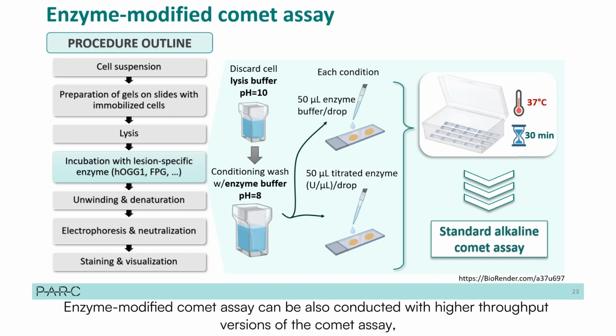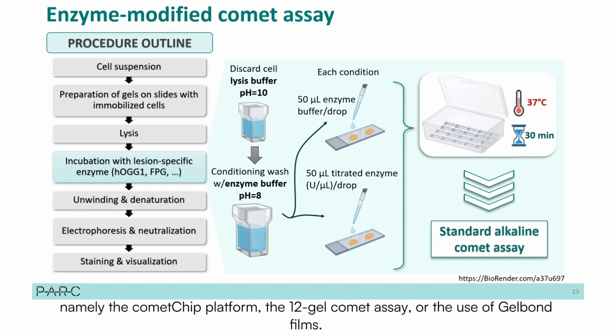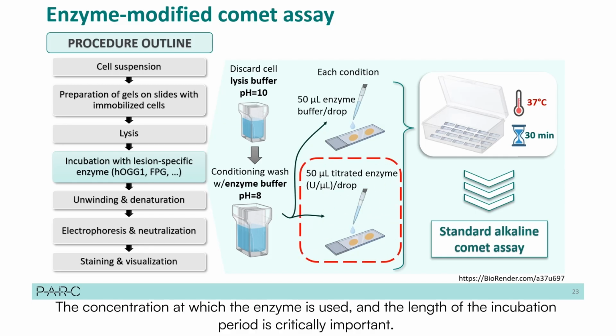Enzyme-modified COMET assay can also be conducted with higher throughput versions of the COMET assay, namely the COMETChip platform, the 12-gel COMET assay, or the use of gel-bound films. The concentration at which the enzyme is used and the length of the incubation period is critically important.